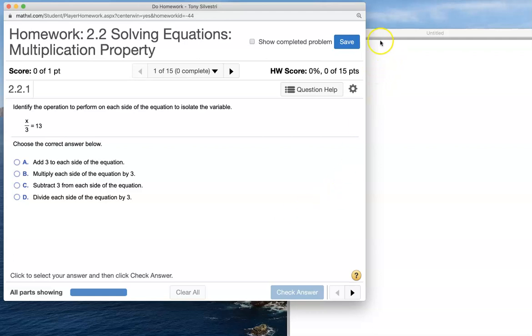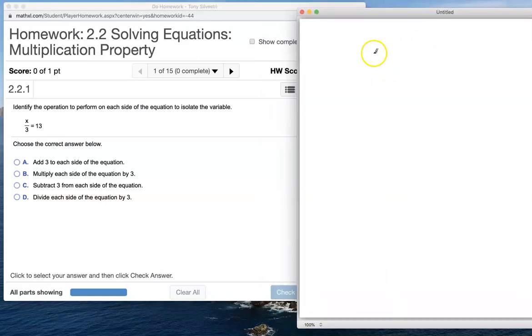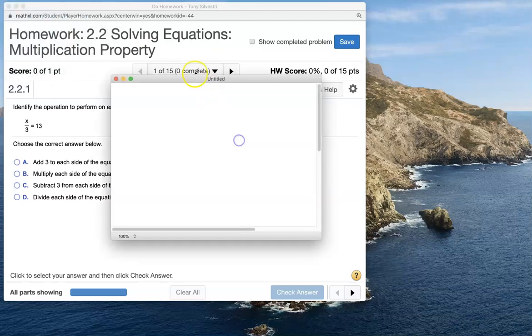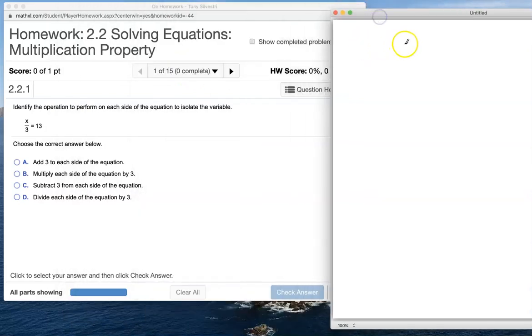Okay, so let's do this first problem, show you what you need to do. We have x divided by 3 is equal to 13. Now I said divided by 3. It looks like a fraction, but a fraction is a division. You're dividing the numerator by the denominator. So this is a division.